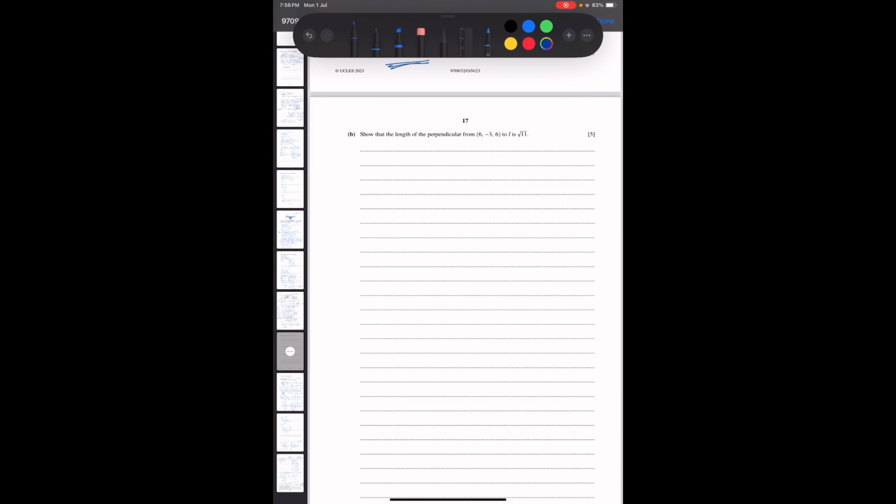Show that the length of the perpendicular from this point to L is square root 11. Okay, so let's suppose this is our line L, and somewhere over here we have this point (6, minus 3, 6). Now they are saying that this line should be perpendicular to line L. Now let's name this point as X and let's name this point as P. Let's write the equation of line L. L had this equation, r is equal to (3, minus 2, 1) plus lambda into (1, 1, 2).